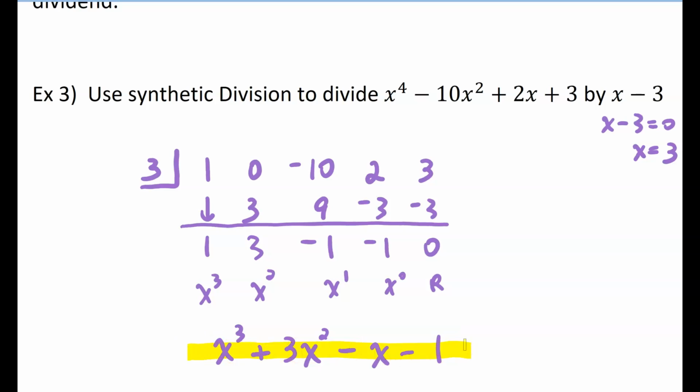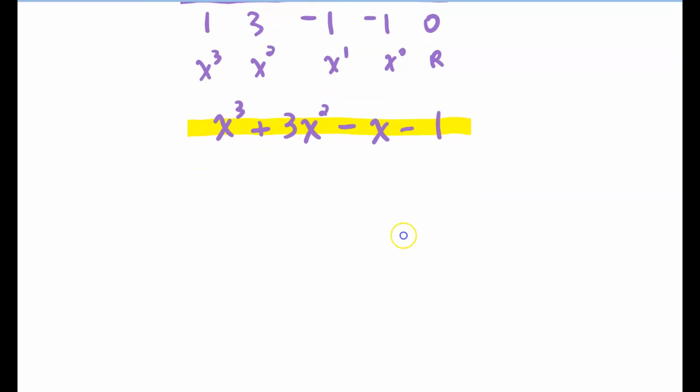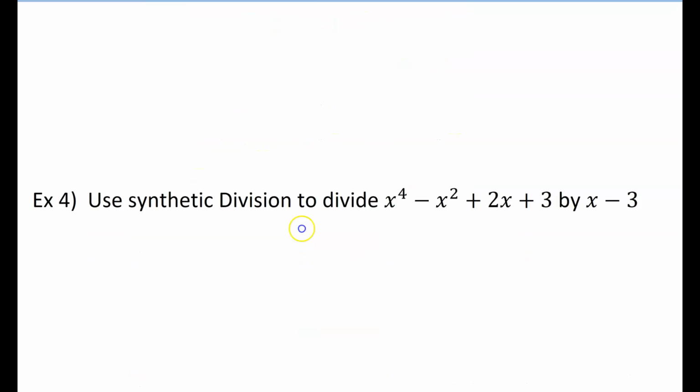What happened to the x to the power of 4? It was divided. Yeah, because we divided an x out. So why is it called synthetic? Because we're not including all the variable values. I don't know why they call it synthetic exactly. Okay, I'm going to let you guys do the last 2 on your own.